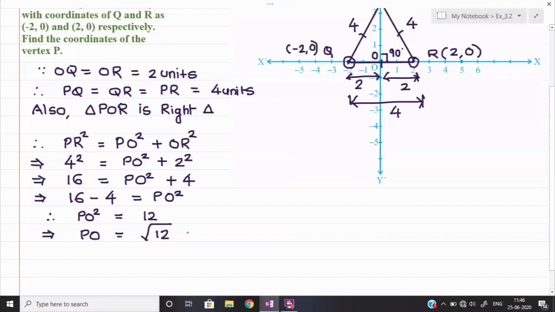Now 12 you see I can write in this manner also. 12 I am writing as 2 into 2 into 3. So here one pair of 2 is complete, that will come out and we will get the value of PO. So PO will be equal to 2 under root of 3 units.